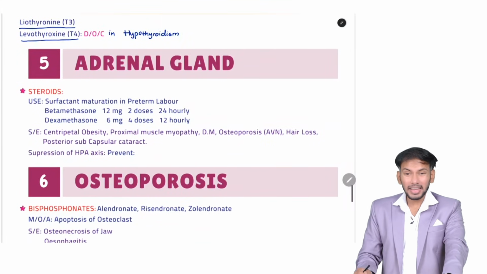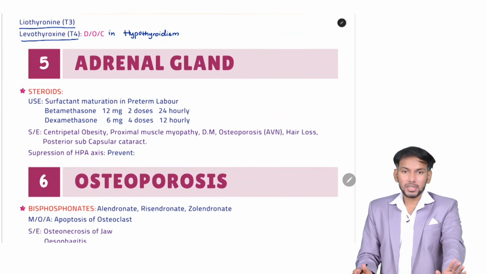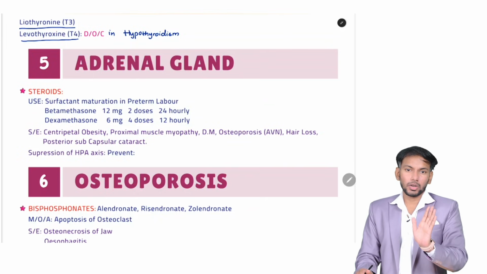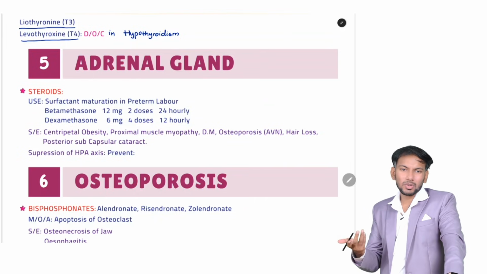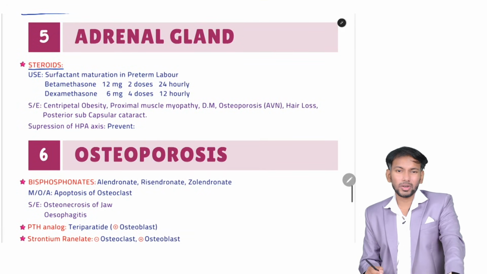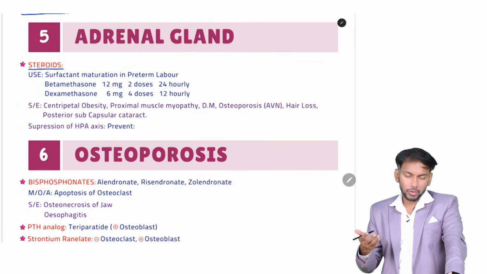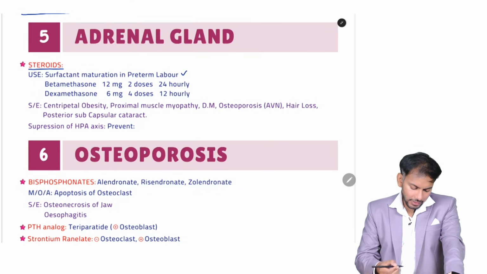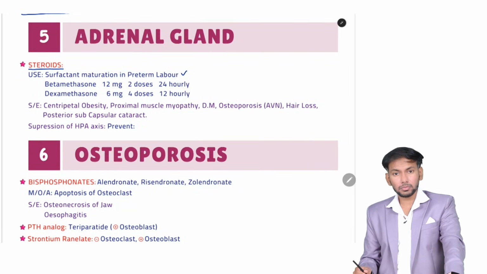That's all. Now, the adrenal gland secretes cortisol, a steroid. Yes, cortisol is a steroid. So, you know many steroids that will cause inflammatory disorders. What are the uses of steroids? The main use I want you to remember is surfactant maturation in preterm labor.